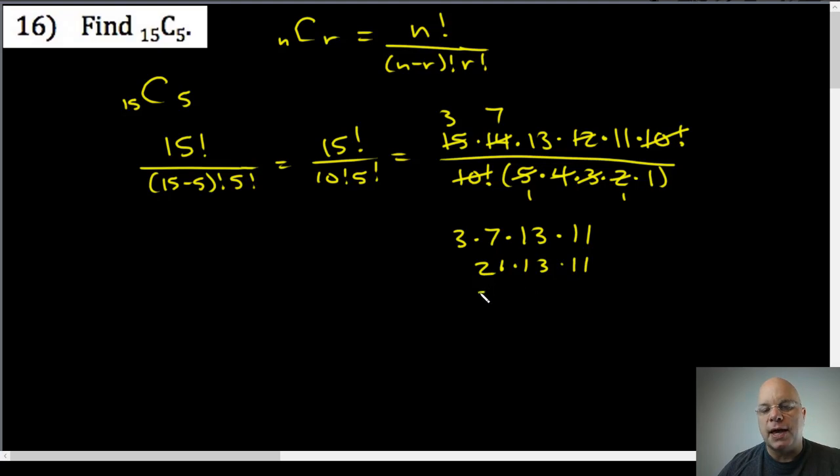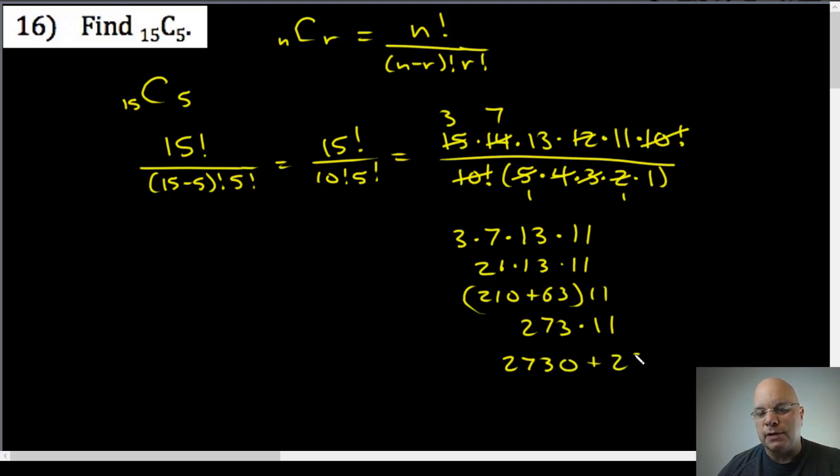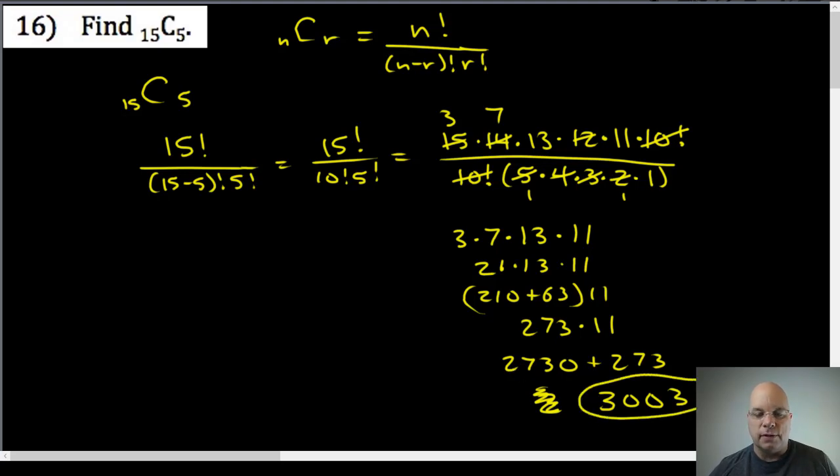21 times 13 is 210 plus 63. 273 multiplied by 11. You could do this on a calculator. These are not too hard to compute mentally. 273 times 11 is 273 times 10 is 2730 plus another 273. Let's see, the 30 and the 70 will be another 100. So actually 3,003. 270 and 730 is exactly 1,000. So I have 1,000 plus this 2,000 is 3,000 and 3 extra after that. So 3,003 is the correct answer for that.